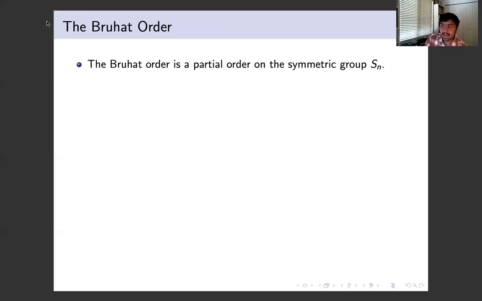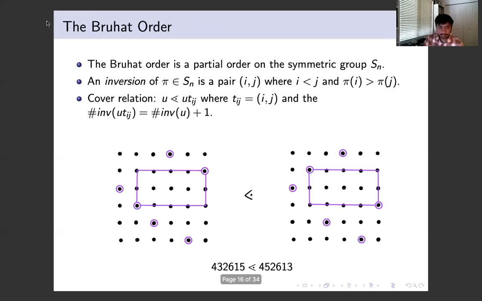Now, the ordinary Bruhat order is a partial order on the set of permutations of size n. Recall that an inversion of a permutation is a pair of elements in the permutation which are out of order. Now the cover relations of the Bruhat order are essentially given by swaps which increase the number of inversions by exactly 1. So for example, in the picture below, we have the graphs of 2 permutations.